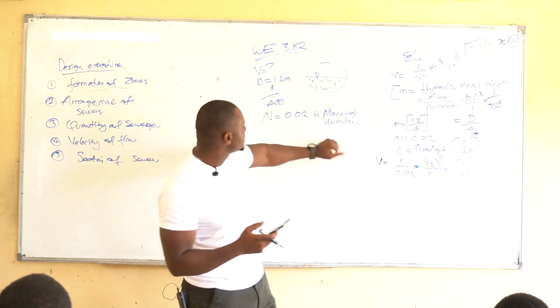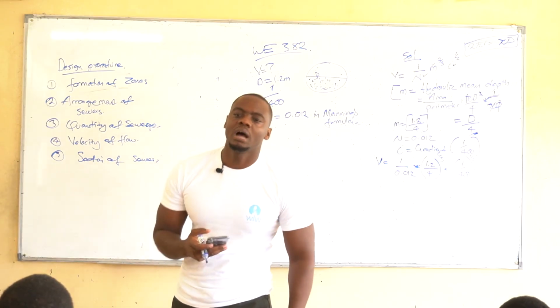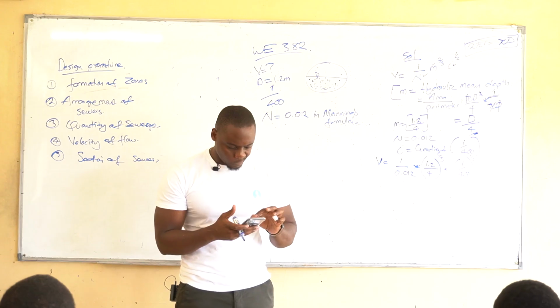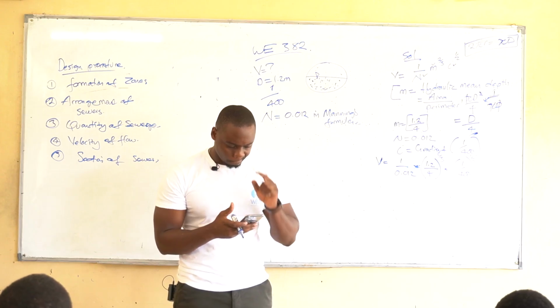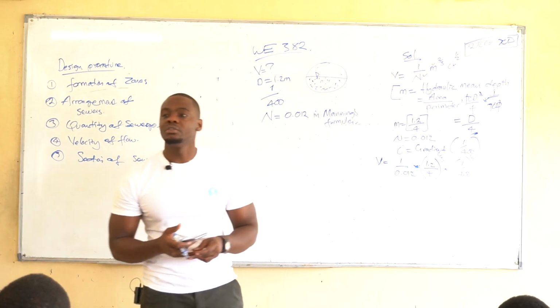The statement, this pipe is running half full. How does it come into the formula?